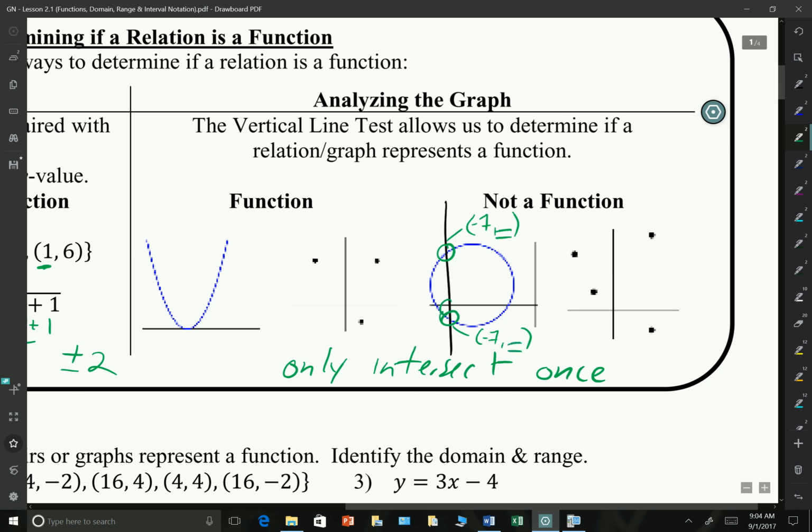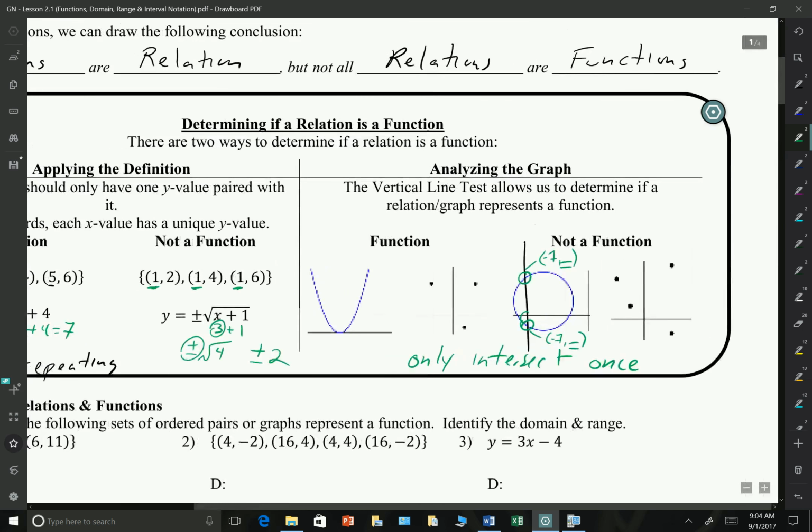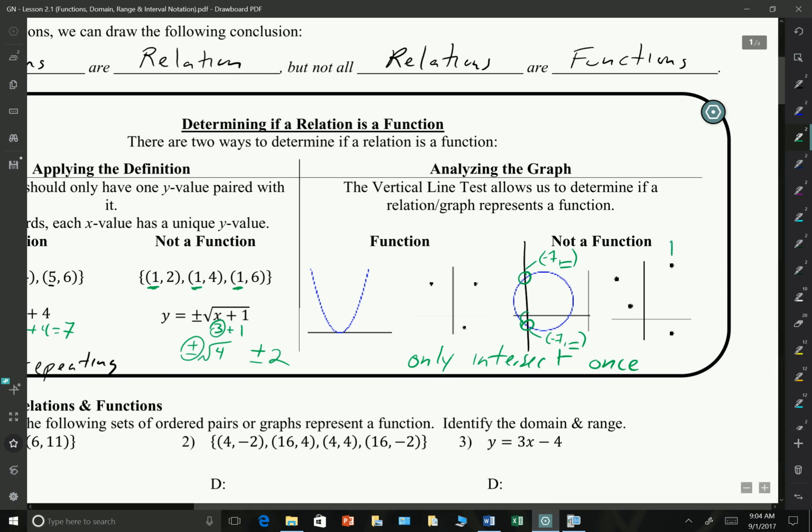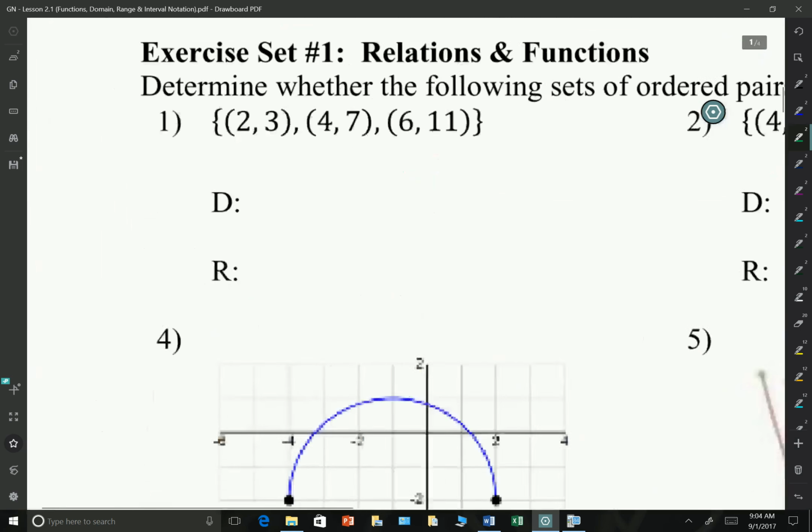The vertical line test is a visual way of applying this definition. Each x here has a different y attached to it, doesn't it? A vertical line test shows that. Same thing over here. If I were to draw a vertical line here, you see it intersects twice. It does not work. All right, let's try number 1.